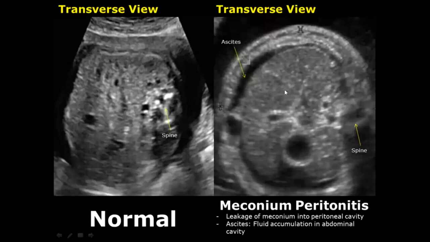Ascites can also occur with meconium peritonitis due to bowel perforation. There will be leakage of fluid into the abdominal cavity. Here we have fluid collection in the abdominal cavity. This is ascites. This can also occur with meconium peritonitis.